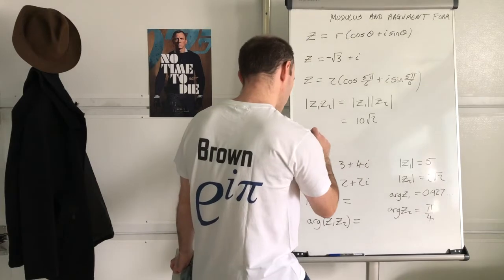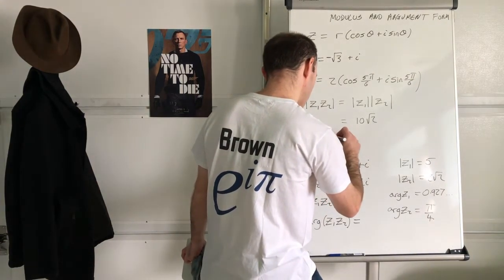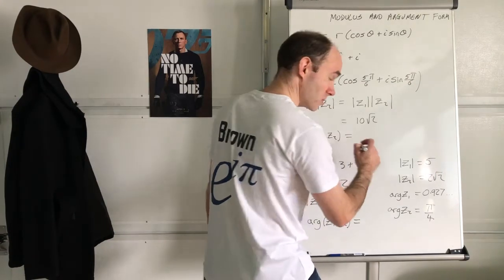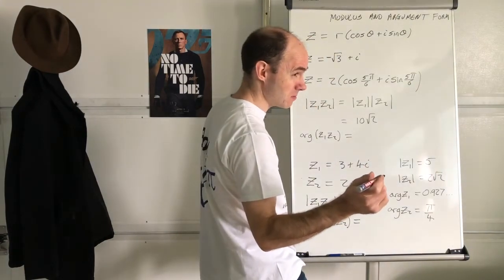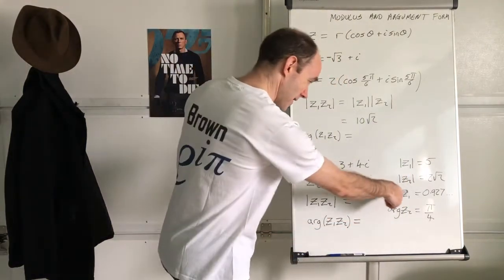Can you see what I'm going to do next? I'm going to tell you a simple way of doing arg Z1, Z2. Can you beat me to it, or do you just want to pause the video and see what the result is? I'm going to type that meanwhile. I kept that in my calculator display.